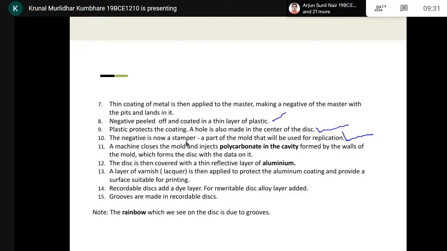Then for a recordable disc, according to the type of disc, that is CD-R, CD-ROM and other types of disc, different layers are added like dye layer, alloy layer. Then a few impressions like the logo of the company are printed. Then grooves are made on the recordable disc. And an interesting fact is that the rainbow color spectrum which we see on the disc is due to grooves. Grooves are nothing but a circular pattern or spiral pattern on the disk.